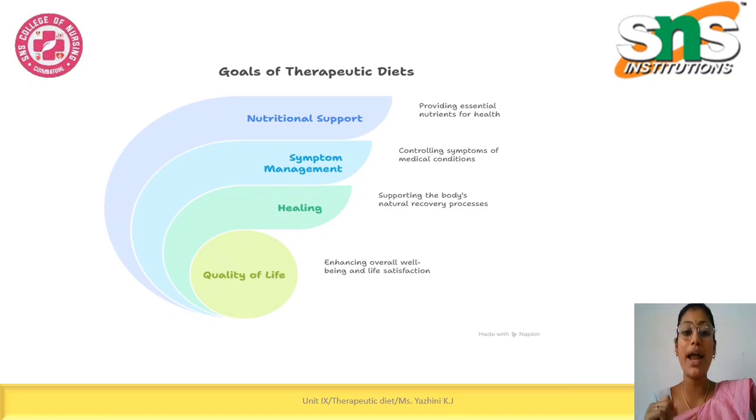Third is symptom management. Each disease condition will have different kinds of symptoms, so according to that we have to deal with them. Then fourth is nutritional support, where for each condition the essential nutrition should be enhanced for the patients. So the main four goals are nutritional support, symptom management, healing, and quality of life.